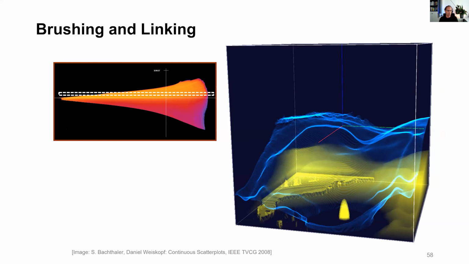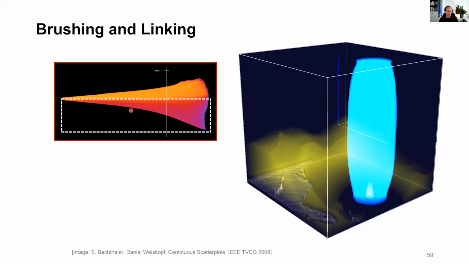But since this is a scatter plot, you can do all the usual tricks for how you can use scatter plots. For example, you can do brushing and linking. For example, you brush this area here in the scatter plot. You can highlight the certain areas here over on the right-hand side in the volume. And likewise, you can brush these lower values here in the scatter plot, and they correspond to this highlighted area over here.